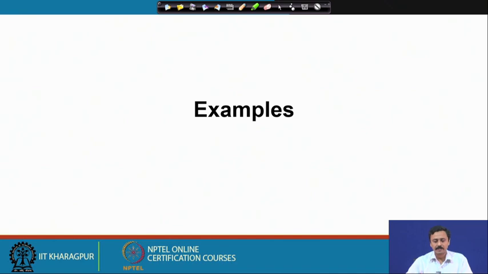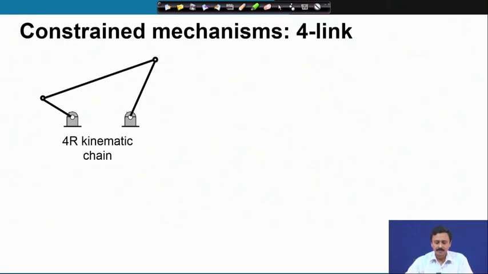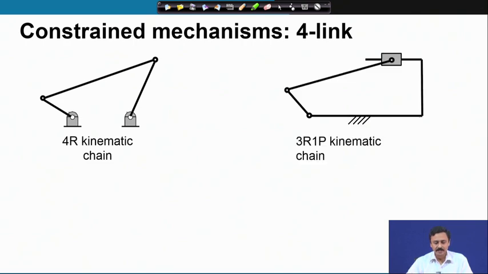Let me take some examples. This is a 4 link mechanism. We have already calculated the degree of freedom of this chain. This has 1 degree of freedom and the relative motion of the links is fixed. There are variants of this chain. For example, this is 3R1P. We have calculated the degree of freedom for this in the context of IC engines. This has 1 degree of freedom.